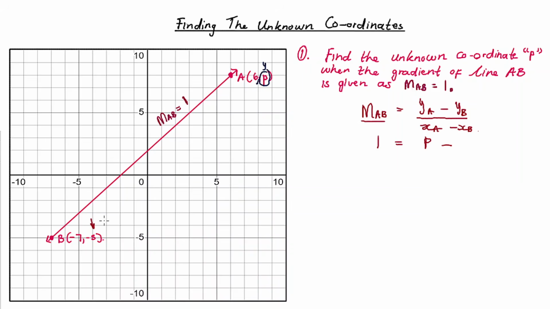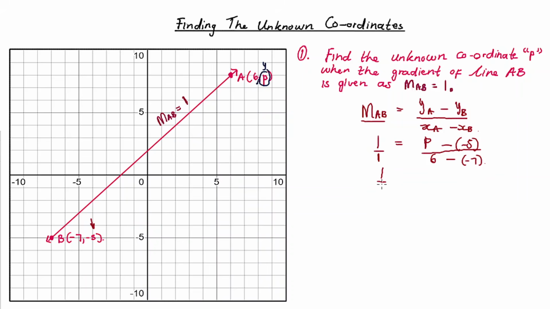In case you don't see this, it's a negative 5. So YB is minus 5. Everything divided by what is XA? XA is 6 minus what is XB? It's negative 7. So I'm going to divide the 1 by 1. I want to create a fraction on the left hand side so that I can do a cross multiplication and be able to calculate P. But first, let's solve the brackets.